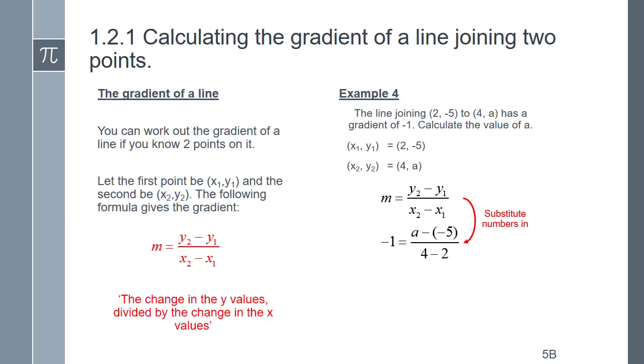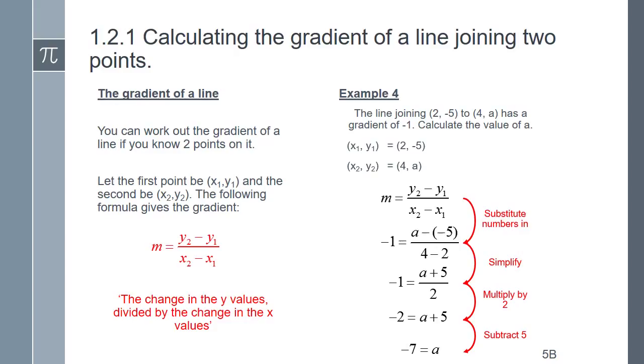a minus minus 5 over 4 minus 2 is equal to minus 1, because we are told in the question that the gradient is minus 1. Bit of simplification. Minus 1 equals a plus 5 over 2, and then that's an equation we can rearrange and solve. Minus 2 equals a plus 5. Subtract the 5, a is minus 7.